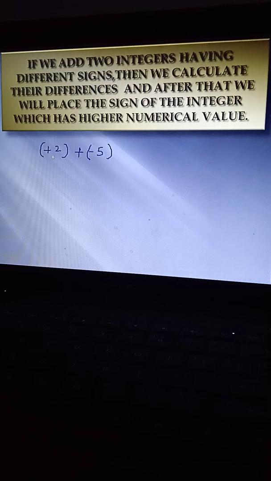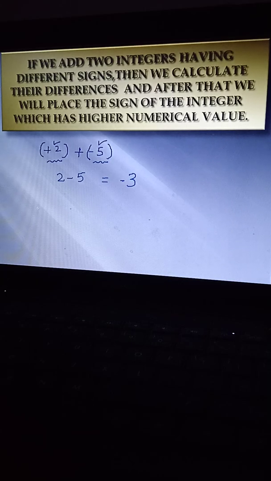Now you can see that one integer is positive and the other integer is negative. It means we have to calculate the difference. Whenever the integers have different signs, you have to do the subtraction. So just subtract them. Plus and minus merges to minus. The answer will be 3. And out of 2 and 5, the sign of the integer which has the higher numerical value will come, and 5 has the higher numerical value. So -3 will come.